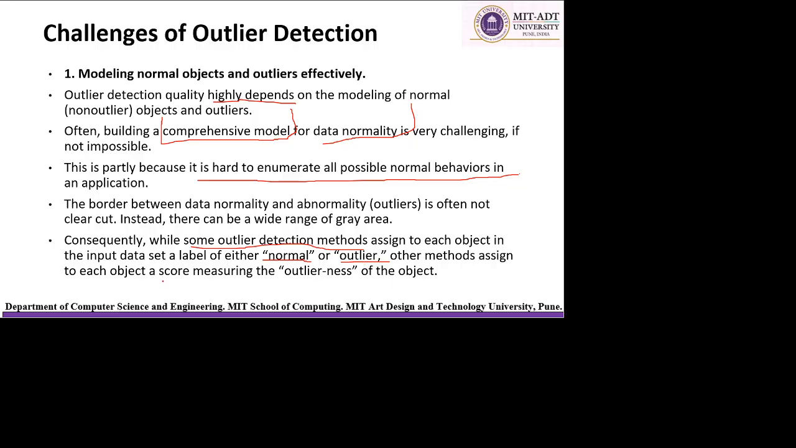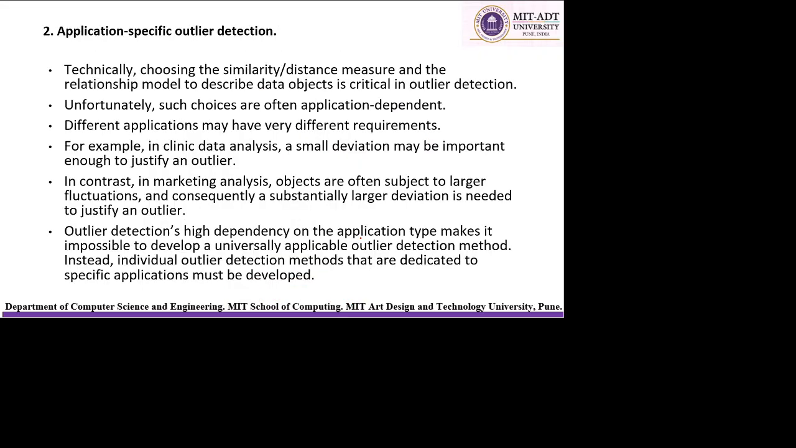In other methods, you can assign each object a score for measuring outlierness. So we may consider 1 normal, 2 normal, 3 normal, 4, 5, 6. So up to 6 we are considering it as a normal data object. But if it goes beyond 6, then we may consider it an outlier. So such kinds of measurements we can have to express the outlierness.